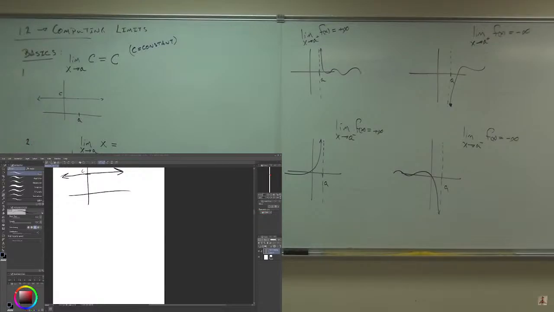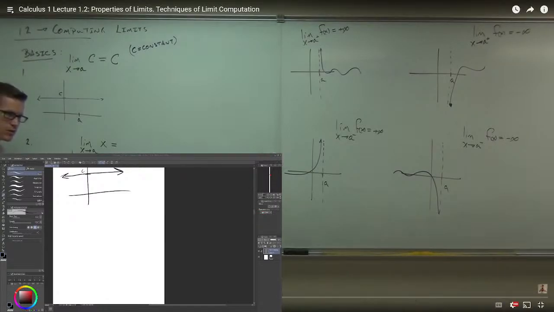Now I'm going to pick another arbitrary point a. The question is, if this is y equals x, just our diagonal line, if you plug in a, what do you get out of it? You plug in 2, you get out 2, plug in 3, you get 3, plug in 4, you get out 4. You with me on that?